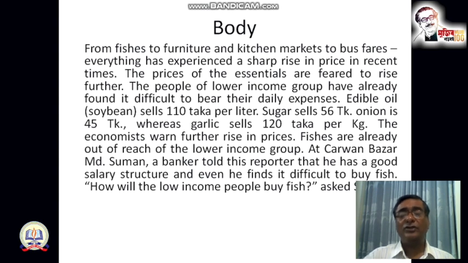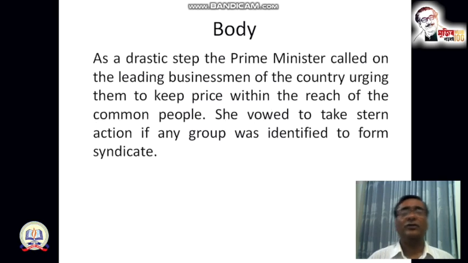And it has also been feared that if the trend continues, if the price of essential things rises further, then it will be extremely difficult for the common people to buy things. They cannot afford the most important things which are necessary for our survival, let alone fish and meat. So that has also been indicated here. And at the end of the report, we have said that the Honorable Prime Minister has taken an initiative, and she has said that stern action will be taken if there is any initiative to form a syndicate. So this is how you can also conclude the report.